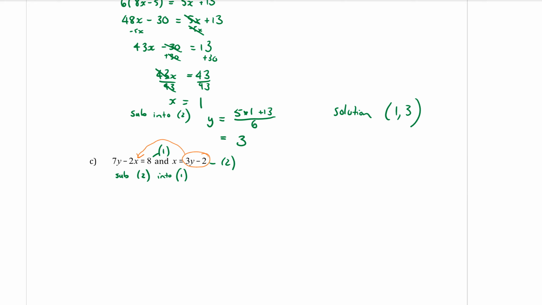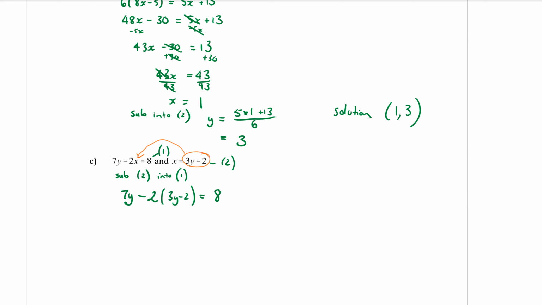So following through equation 1, you get 7y minus 2, but not x. The x is going to become the 3y minus 2, close bracket, and that's equal to 8. So what I've written down there is exactly the same as equation 1, it's just replacing the x with that 3y minus 2. Now I need to solve and find out what that y is. So here comes the equation solving part. Expand the brackets, collect it all up, and move everything away from the y.